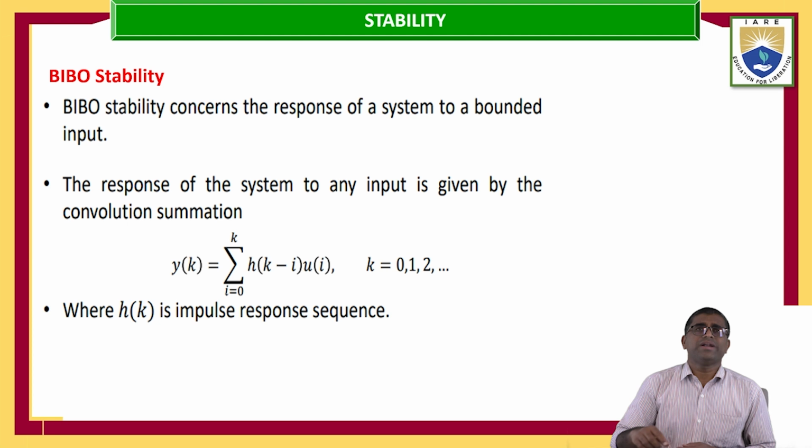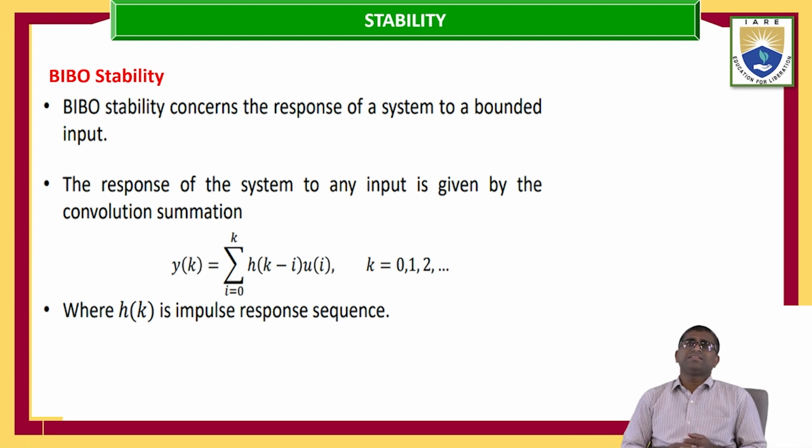So for bounded input, bounded output systems, considering the response of the system, the output value will be the sum from i equal to 0 to k of h of i into u of k minus i, where h of k is the impulse response sequence of the system.